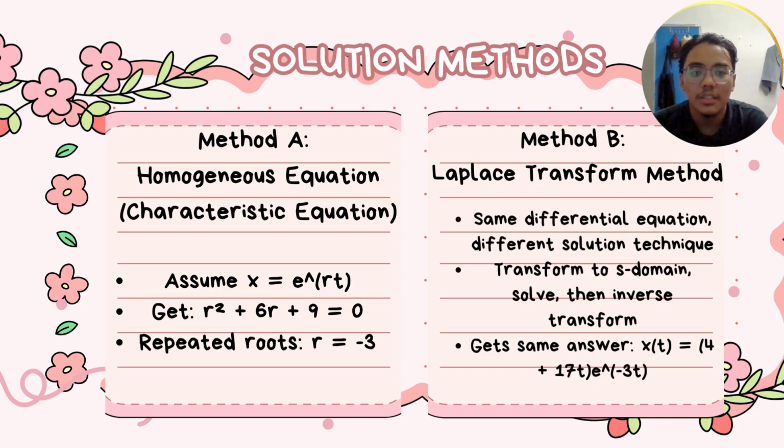Method B applies the Laplace transform method. We transform the differential equation into the s domain, solve the algebraic equation, then apply the inverse transform to get our time domain solution. Both methods give us the same answer, which is x(t) equals 4 plus 17t e to the power of negative 3t meters.